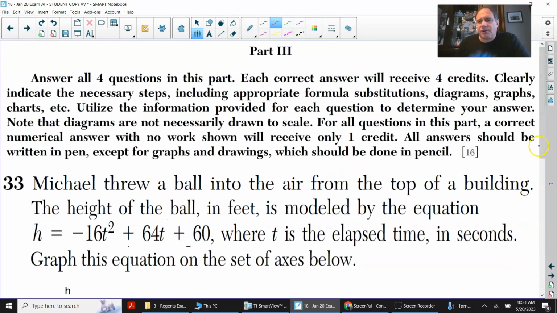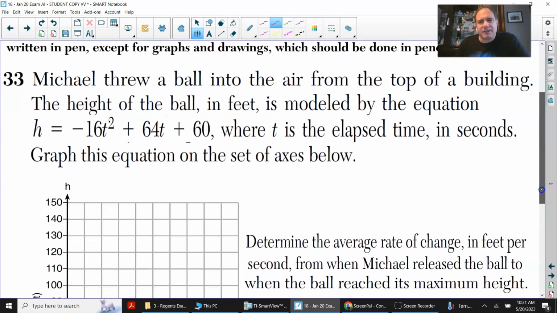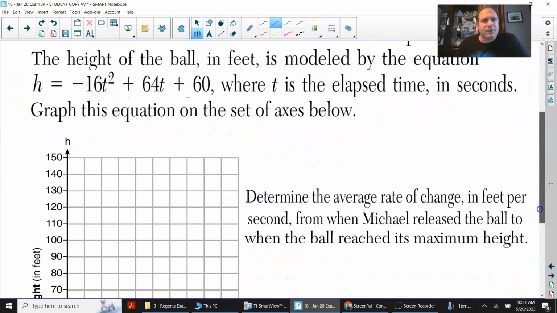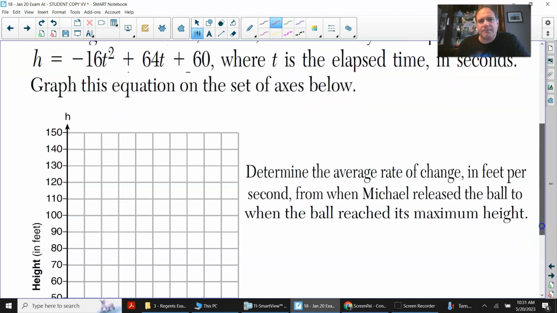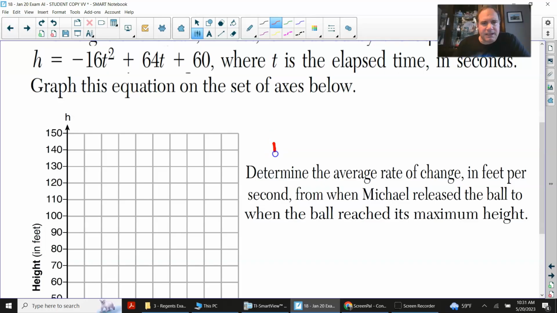All right, this is part 3, number 33. Michael threw a ball in the air from the top of the building. The height of the ball is modeled by this equation where t is elapsed time. Graph this equation and determine the average rate of change. All right, so I'm going to rewrite this: h equals negative 16t squared plus 64t plus 60.